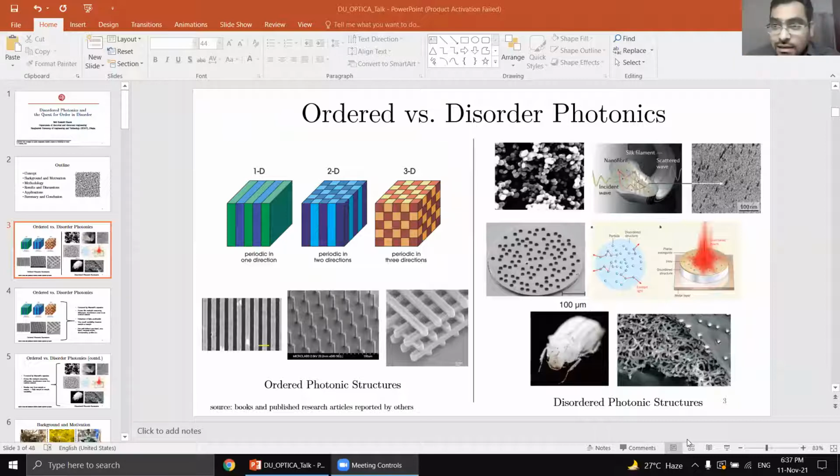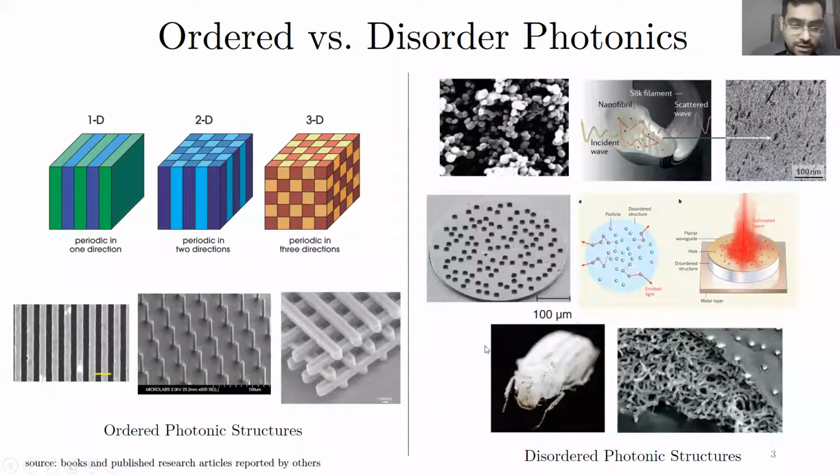Okay, so I'm going to resume from where I got disconnected. So I was talking about the difference between ordered and disordered photonics. Basically, ordered photonics deals with structures where there is periodicity, whereas disordered photonics deals with structures where there is no such kind of periodicity.